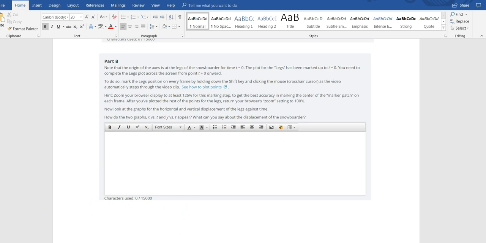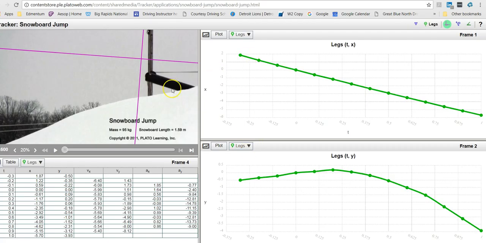So let's go back to here. We look at x versus t, or the time versus the displacement in the x direction. Notice we get a nice straight line, and there's a name for that kind of line. I think you guys know what it's called. You have to identify that line. Also, if you look at y versus time, notice we get a shape like this.